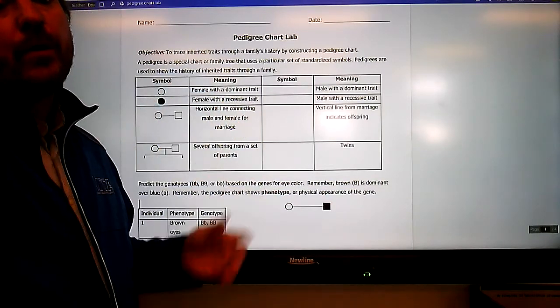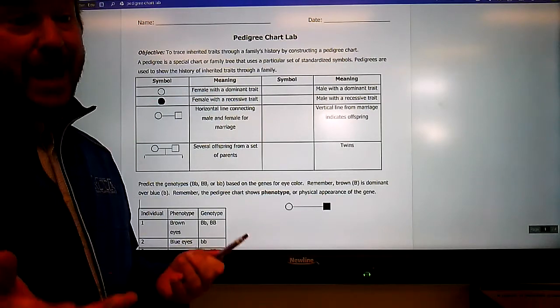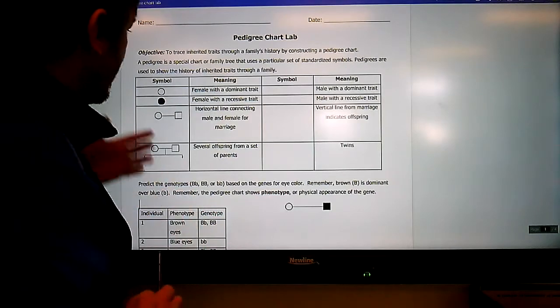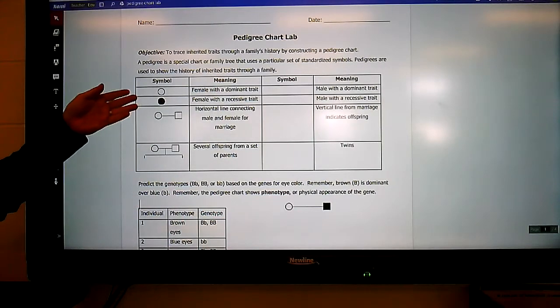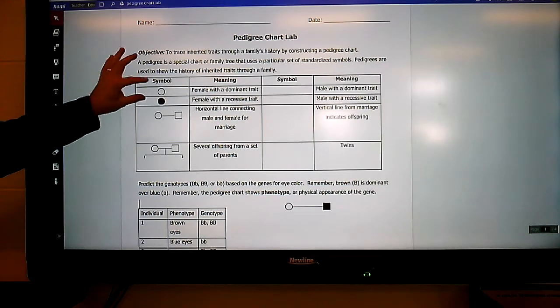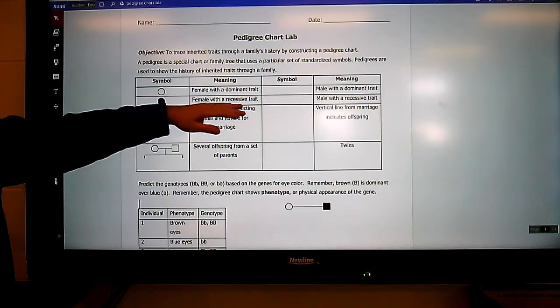because the terms and the symbols are really important in pedigree design. You need to understand that there is a standard way of designing a pedigree so that anybody can read it. So we'll start off with the symbols. Here we have circles representing female. So this is a female with the dominant trait, and this one would be a female with the recessive trait.